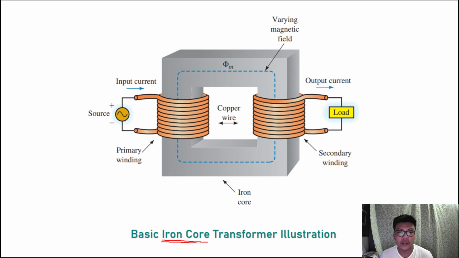So three main components. So meron tayong primary winding. Okay, that is the circuit 1, diba? Meron tayong primary winding. Itong winding na to ay copper. Okay, tapos meron tayong secondary winding which is copper din, ano? Secondary winding.